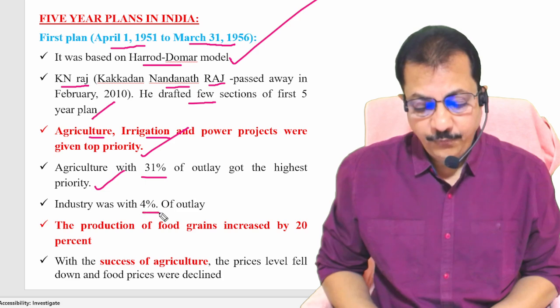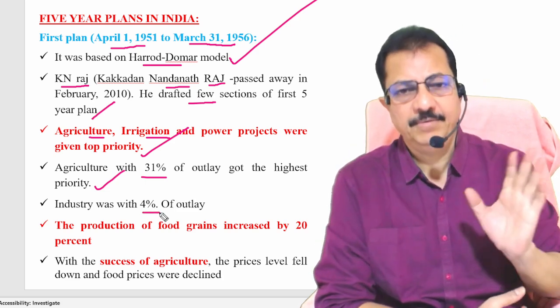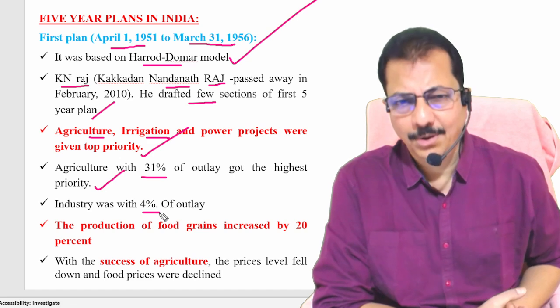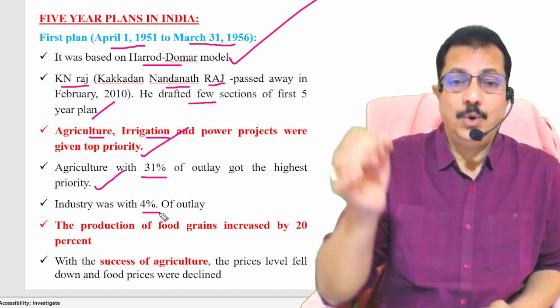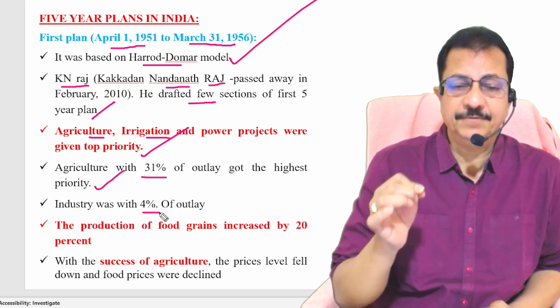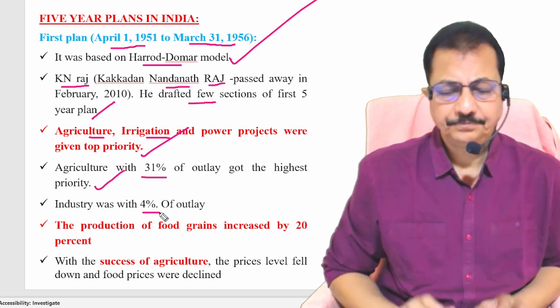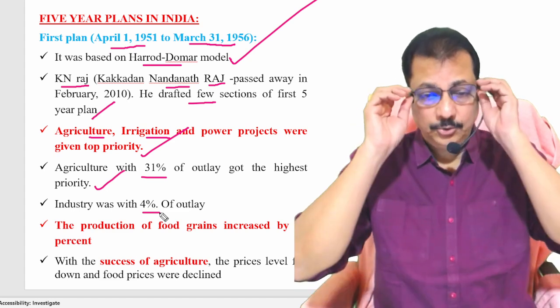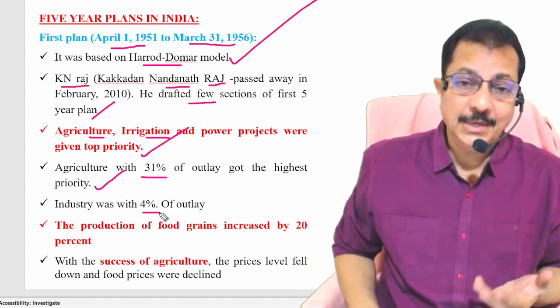Industry was with 4% outlay, meaning during the first 5-year plan, industry was not given much importance because India wanted to become self-sufficient during the first 5-year plan with agriculture production. This is very important. So now somebody may be getting a doubt: we should have given priority even to the industries.